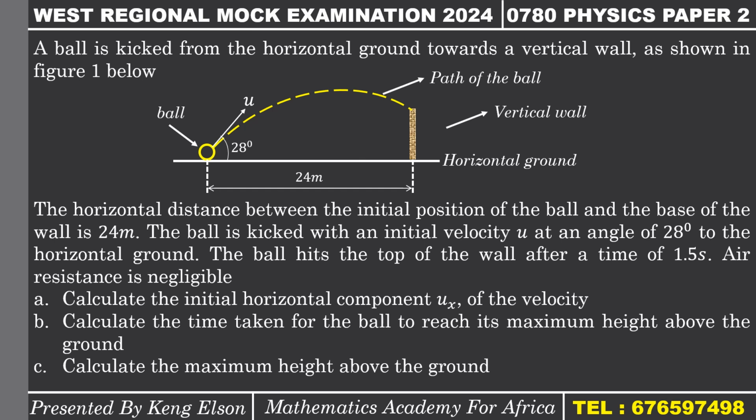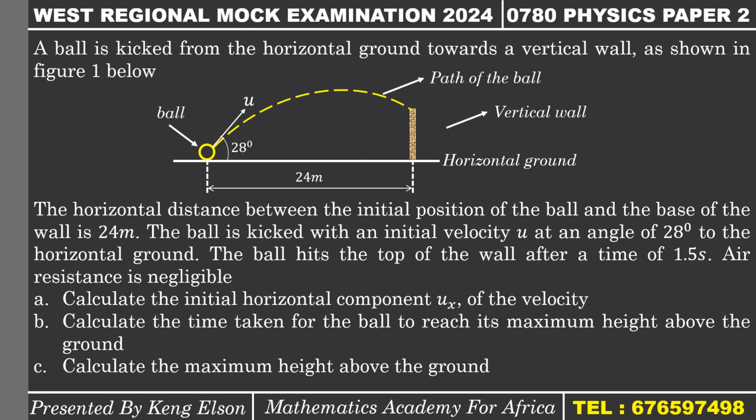The horizontal distance between the initial position of the ball and the base of the wall is 24 meters. The ball is kicked with an initial velocity u at an angle of 28 degrees to the horizontal ground. The ball hits the top of the wall after a time of 1.5 seconds. Air resistance is negligible.